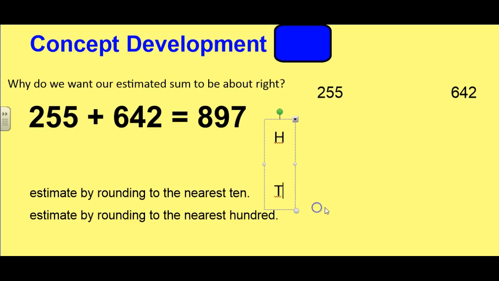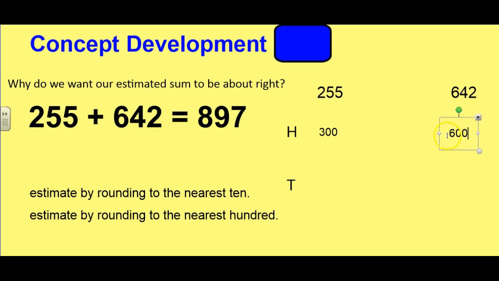So I'm going to put H for 100 and T for 10, and we're going to round them to see when we do that if it's closest to 897. Okay, so let's start with the nearest hundreds place. Round 255 to the nearest hundred, looking in the hundreds place, and then round 642 to the nearest hundred as well. So go ahead and round those two numbers. Once you have those rounded, push play to check your answer. Okay, so 255 rounds to 300, and 642 rounds to 600.